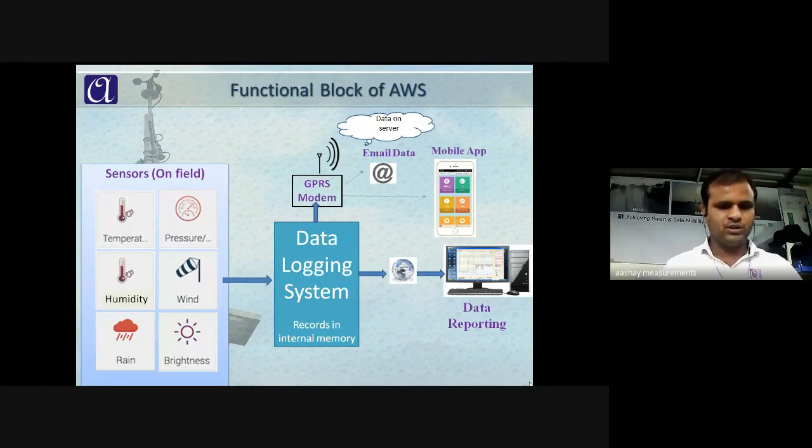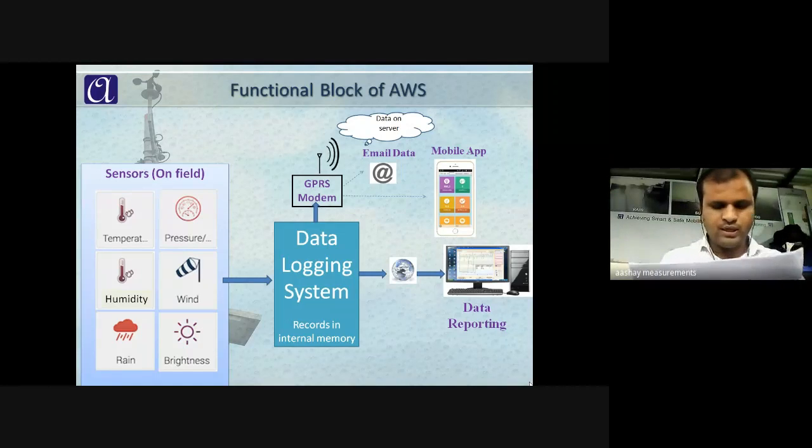The first component is the automatic weather sensors. The weather sensor measures the environmental parameters and transmits these signals to the data logging system. And then the data logger captures all this weather data from the weather sensor and stores it in its internal memory with the current timestamp. And then remotely, all this data is sent to the server using a GPRS modem. And further, this data is saved or viewed through the weather station software.